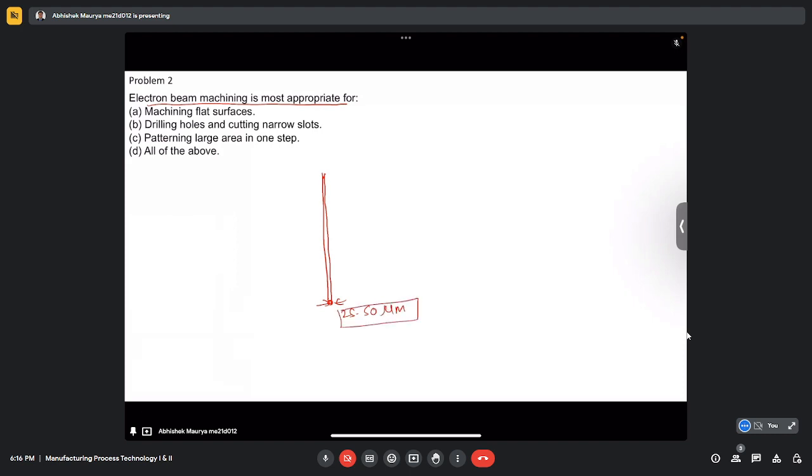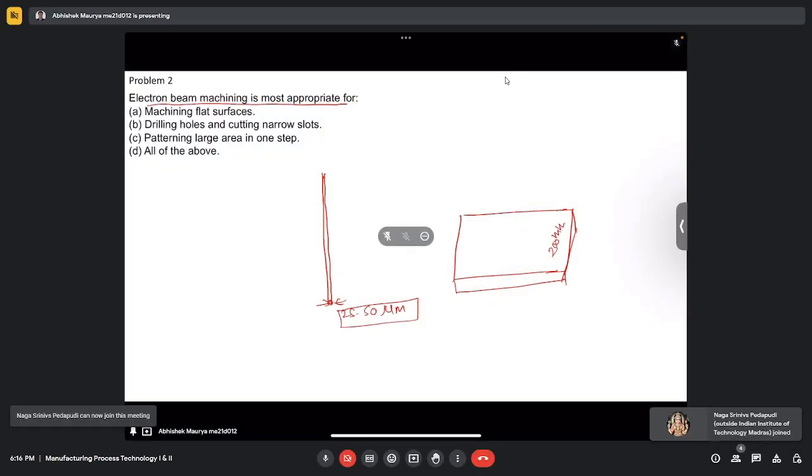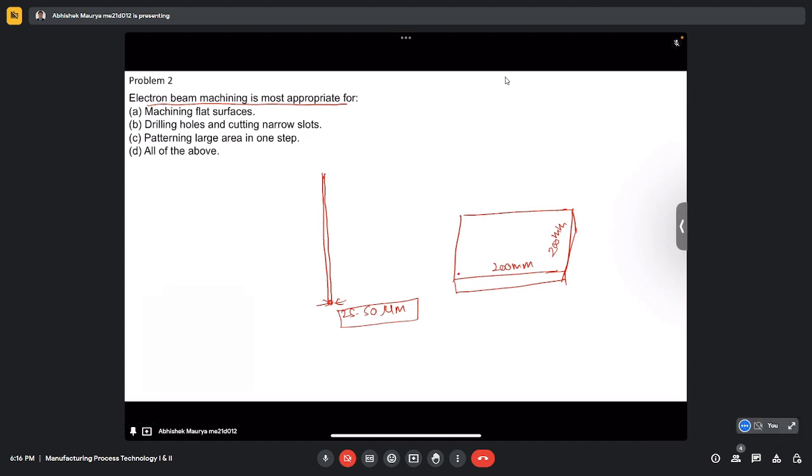So suppose we have some flat surface, and you want to create it by electron beam machining, and which has dimensions, let's say, 200 by 200. And the electron beam is very small, it is like a point.